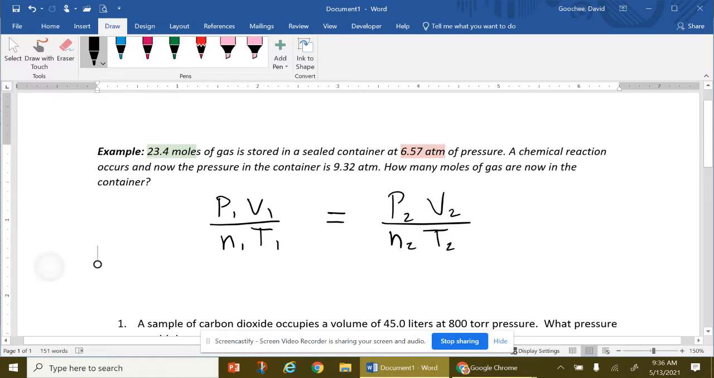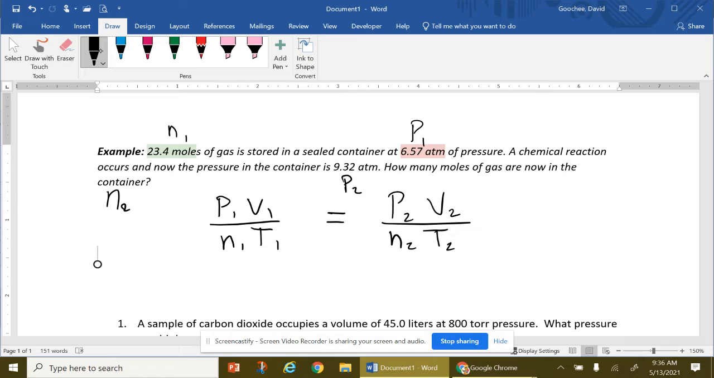So you are told that you have 23.4 moles of gas. That's your starting number of moles. All right, and they are stored in a sealed container at 6.57 atm of pressure. So that's the initial pressure. Okay? A chemical reaction occurs, and now the pressure in the container is 9.32 atmospheres. So that's the final pressure. That's the pressure after. All right? How many moles of gas are now in the container? So you're trying to now find what's the final number of moles, n2.